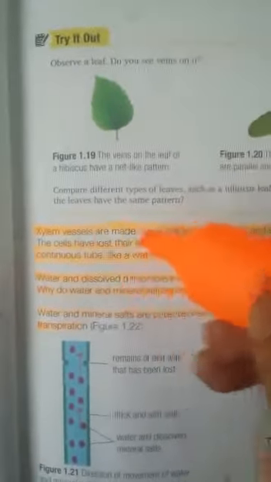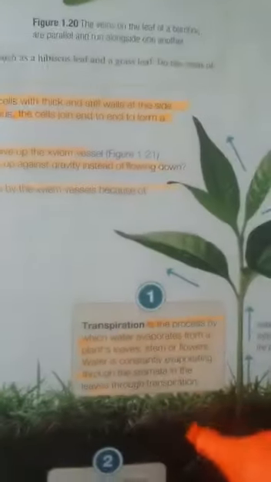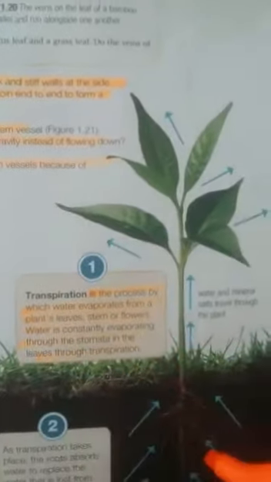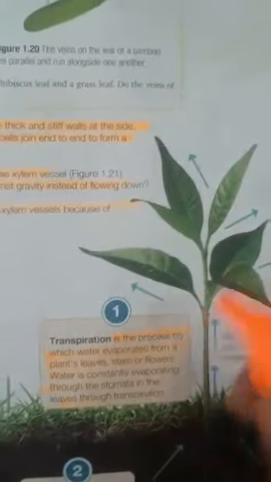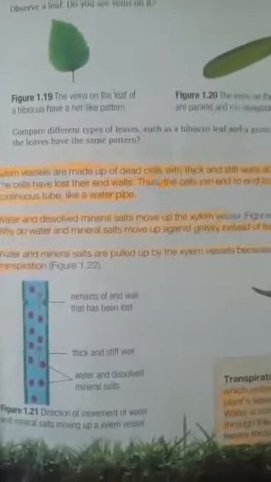Okay, so this was about your xylem internal structure. Then I have told you about the process of transpiration, due to which root pressure is exerted and the water moves upward. Okay, hope so now this process is clear to you.